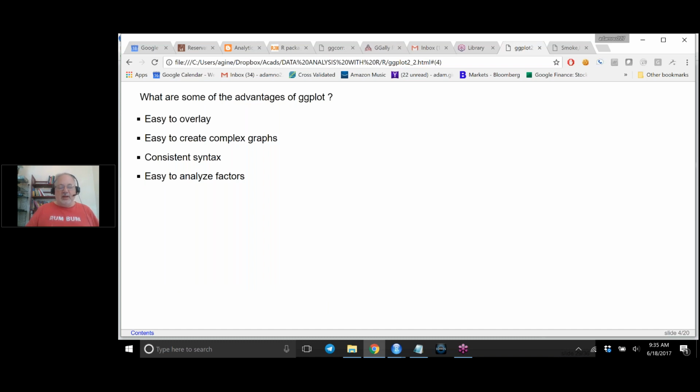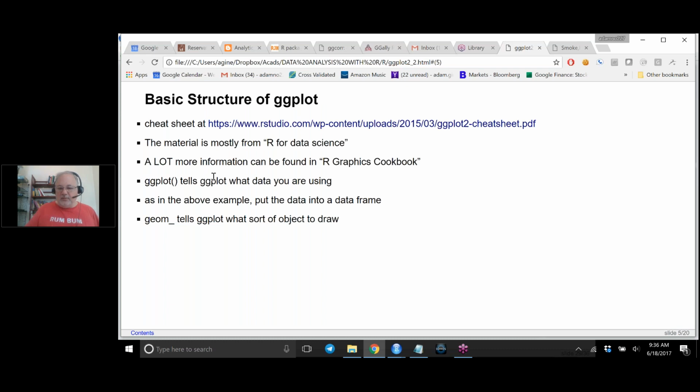Okay, so Ggplot is worth knowing. Why? It's easy to overlay and easy to create complex graphs. It has a consistent syntax, and it also makes it easy to analyze factors or categorical variables. What I mean by that is sometimes you might have data in a categorical variable, and with Ggplot, if you want to graph all the different categorical variables and see how they differ, you can do that very easily. I will show you that in a second.